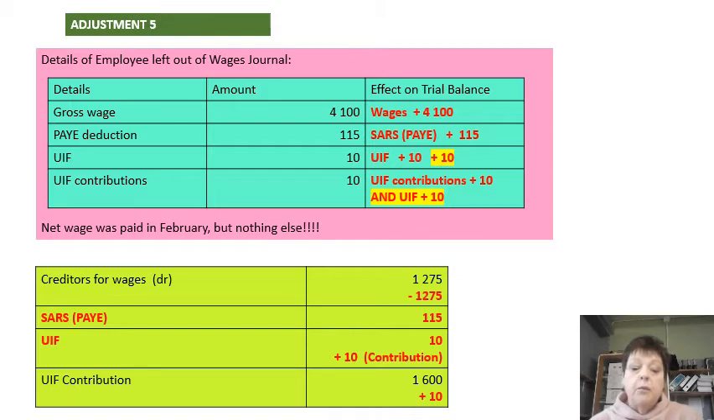Then that's how your net wage was paid in February but nothing else. That is why there is a debit balance for creditors for wages. So now you're going to minus that, which is the credit, and you will not have creditors for wages in note 9, the note for trade and other creditors, trade and other payables, SARS, PAYE, UIF, and then UIF contribution.